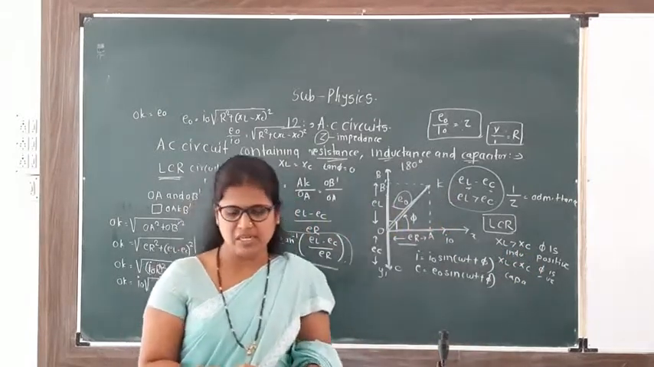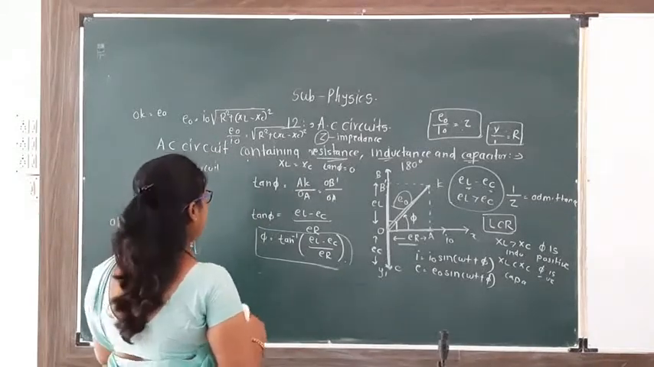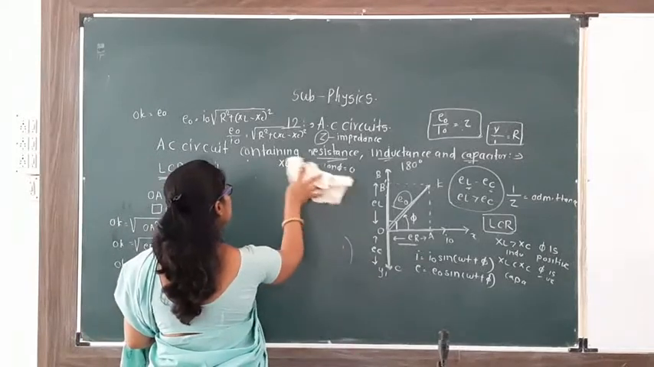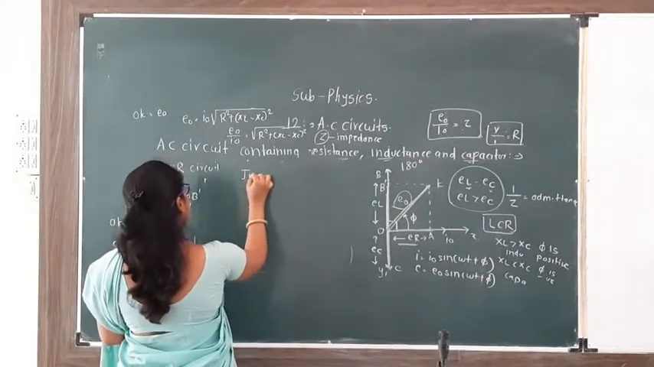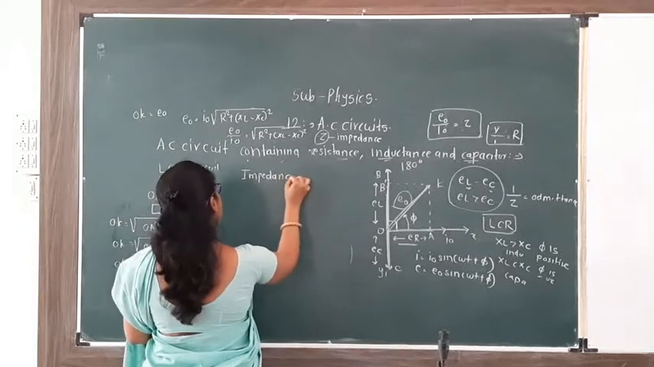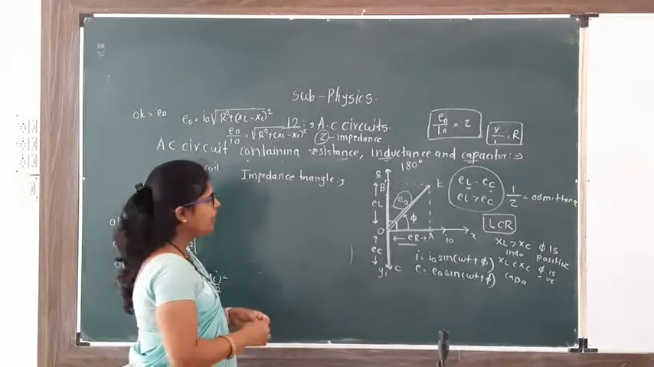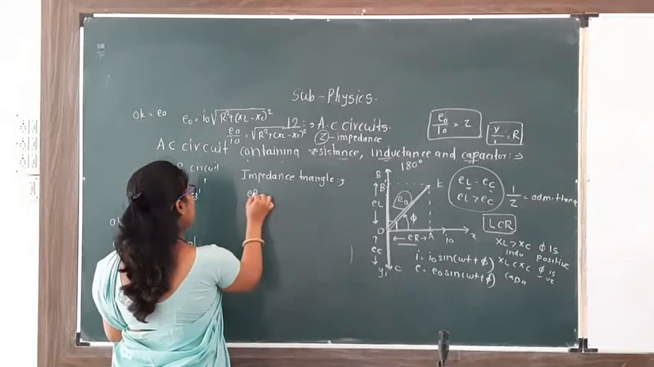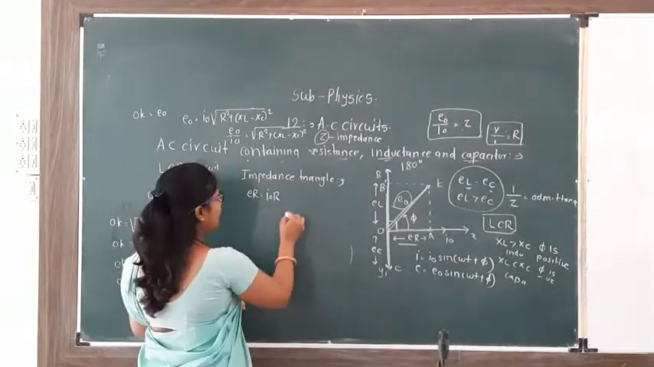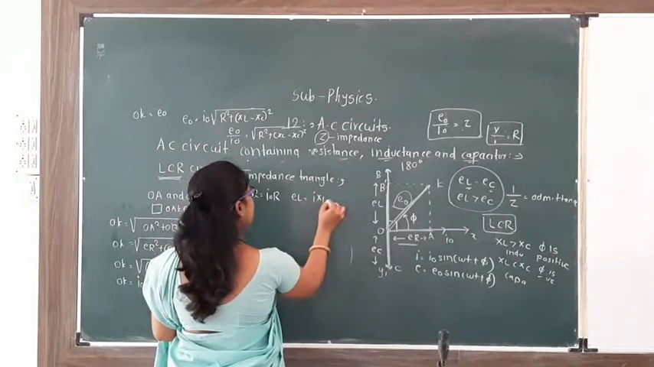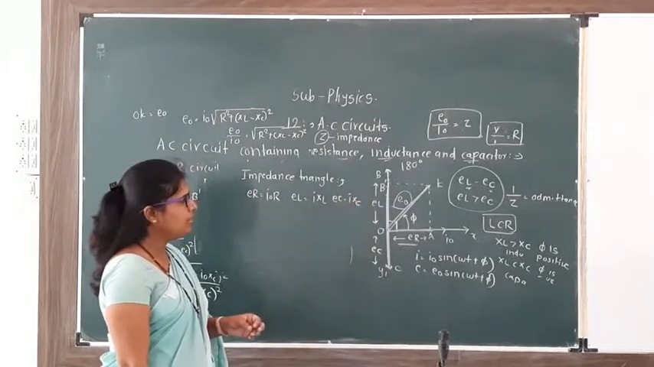Inductance and capacitance we already saw in the last lecture. Now, what is the impedance triangle? How do we find the impedance triangle's equation? Here you already know ER is equal to I0 R, EL is equal to I XL and EC is equal to I XC. This we have already seen in the last two lectures.